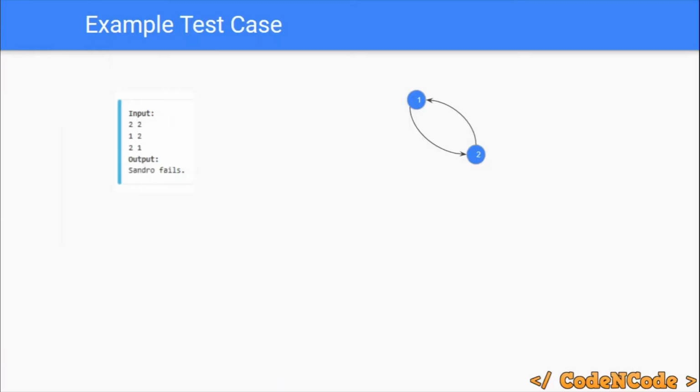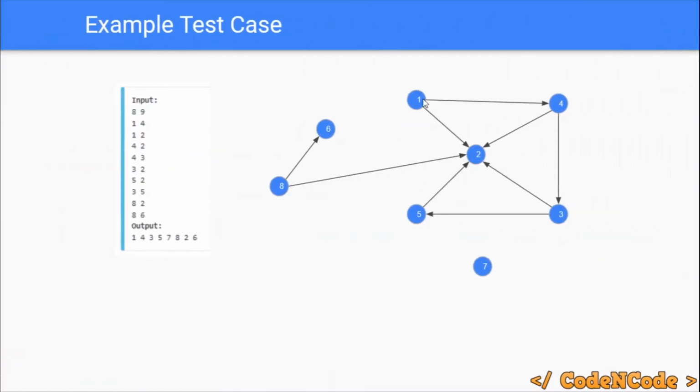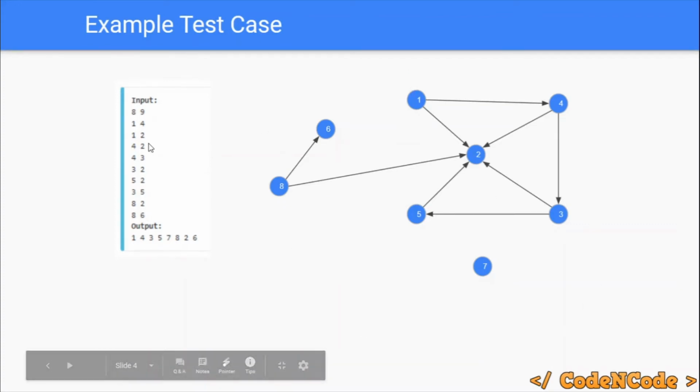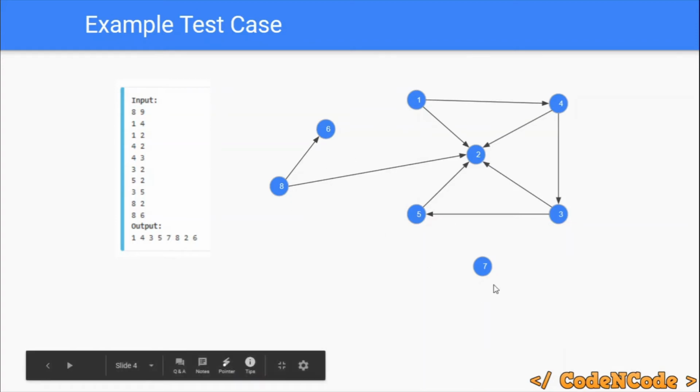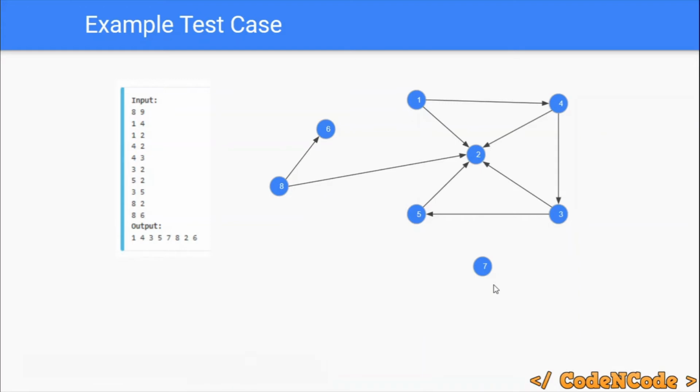Let's take a second example. 1 has 0 in-degree, 8 has 0 in-degree, 7 has 0 in-degree. This would be the example graph for this input. 5 has 1 in-degree. 1, 8 and 7, all three of these have 0 in-degree, so one of the elements from these would be printed. But since we have to print the lexicographically smallest, if we were running normal Kahn's, we would choose at random either 1, 7 or 8, it doesn't matter. But here we can't do that.